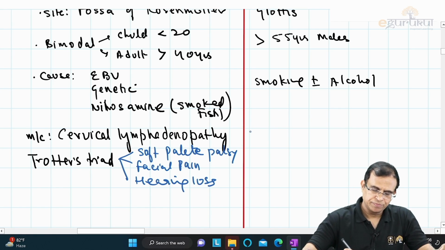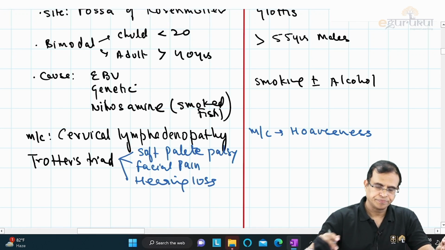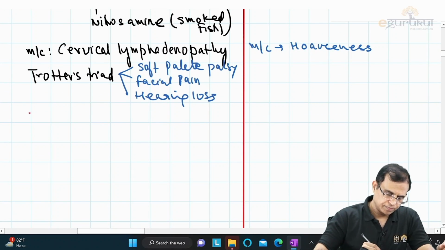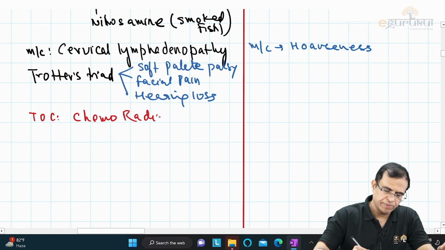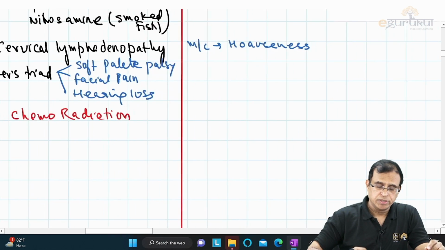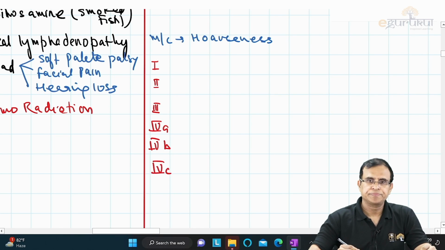But in laryngeal carcinoma, almost always hoarseness is the main complaint. Hoarseness, right? In nasopharyngeal carcinoma, if they ask you the treatment of choice, chemoradiation. Simple. Nothing complicated. But for laryngeal carcinoma, the treatment depends on stage. Whether it's stage 1, 2, 3, 4A, 4B, or 4C.